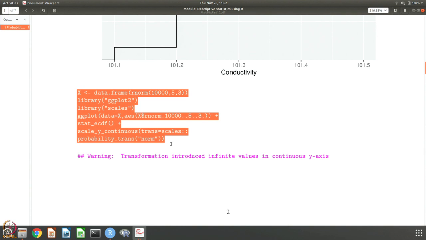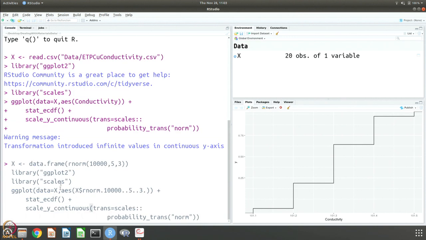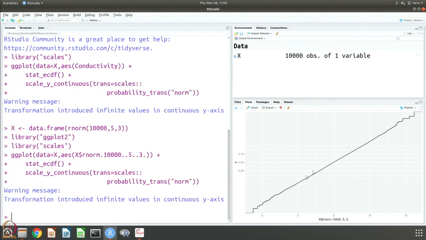So let's try to do a similar exercise, but now with data that we have generated from R itself. I want to generate 10,000 random normal deviates, with mean 5 and standard deviation 3, and do the same exercise: plot the cumulative distribution function of this data, but change the probability scale to normal. When we do that, you can see that this follows a straight line, and you can see where the mean is, at 5, and where the standard deviation is, 3, right, 5 plus or minus 3.